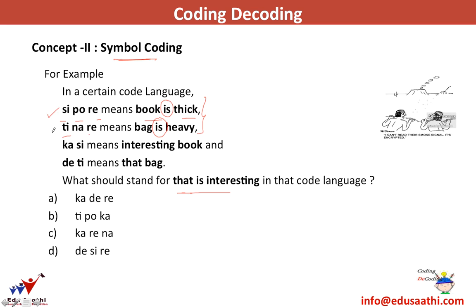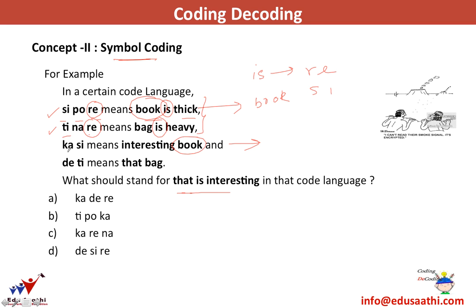Let me check what is common in their codes. I have C pore and T nare. I know that Re is common. So I can simply say that is is coded as Re. I look at the first phrase here and this third phrase here. Book is thick, interesting book. Book is the one which is common here. What is common in these two codes? Kasi and C pore. C is common. So C stands for book.